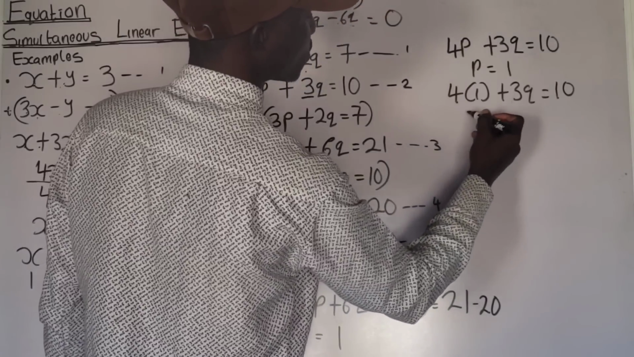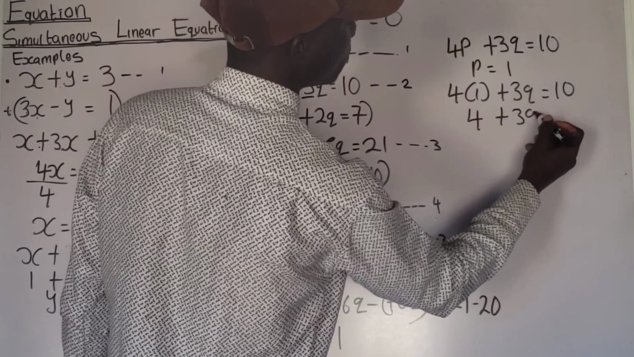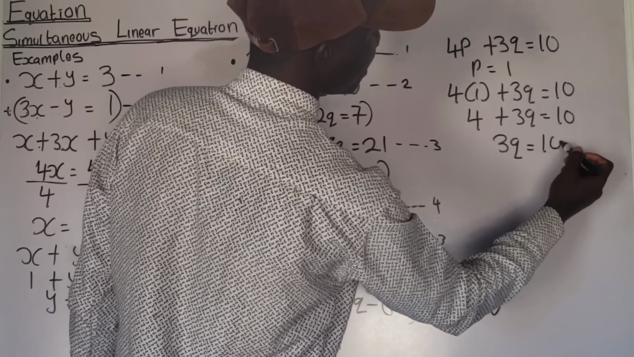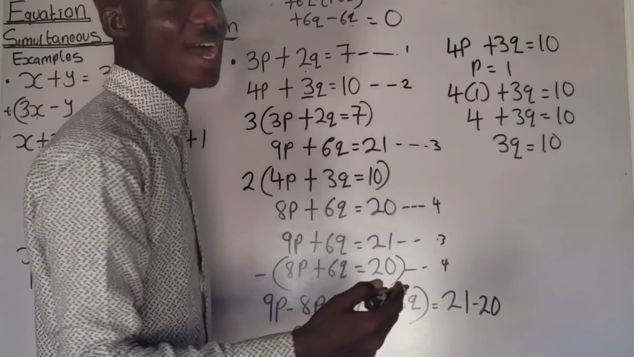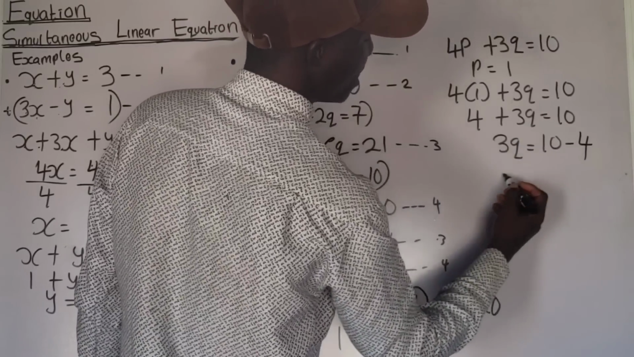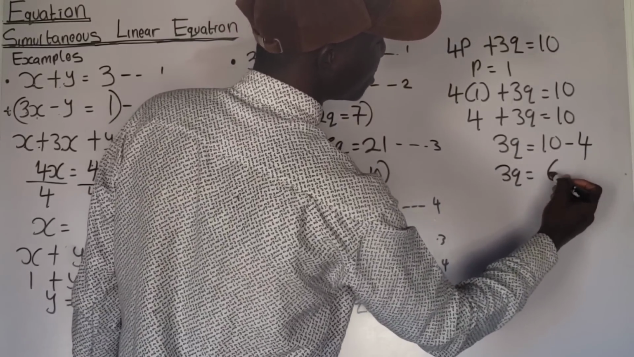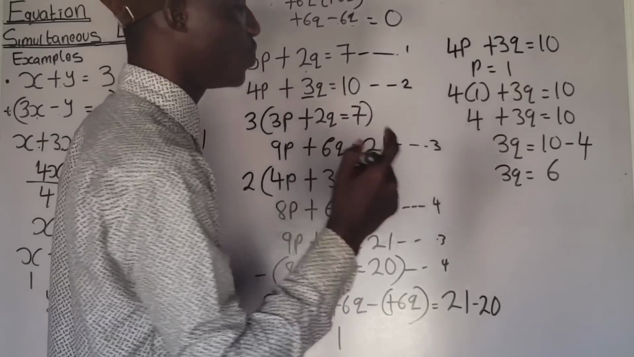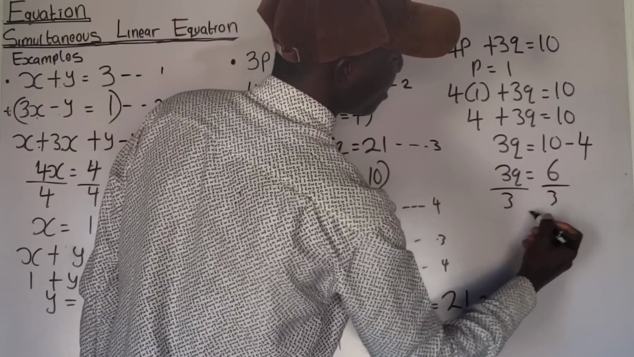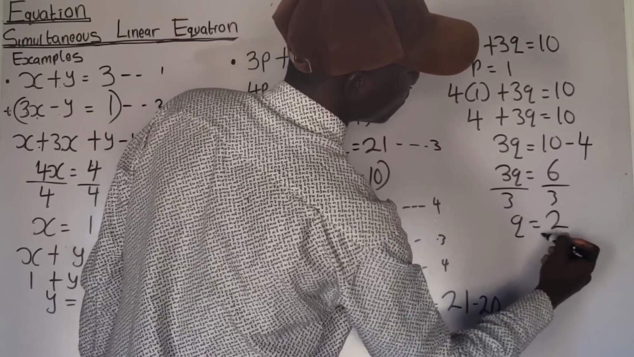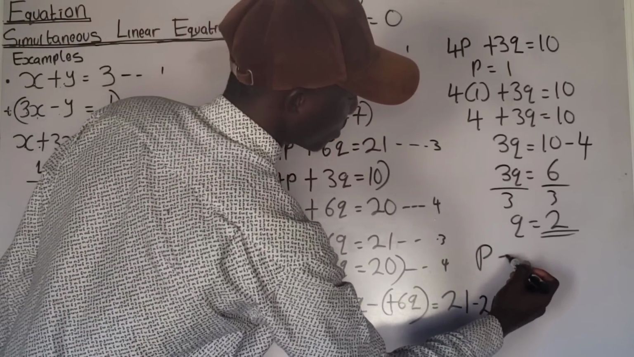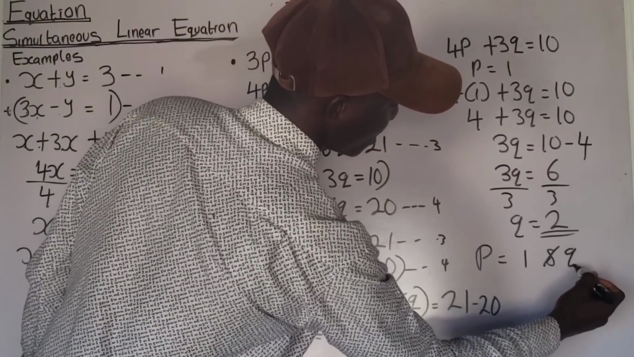Now 4 times 1 is 4. So I'm going to have 4 plus 3q is equal to 10. That means 3q is equal to 10 minus 4, because if this positive 4 crosses the equals sign, it will change to negative. So 3q is equal to 6. We are going to divide both sides by 3. So q is equal to 2. That is the answer to the question. So p is equal to 1 and q is equal to 2.